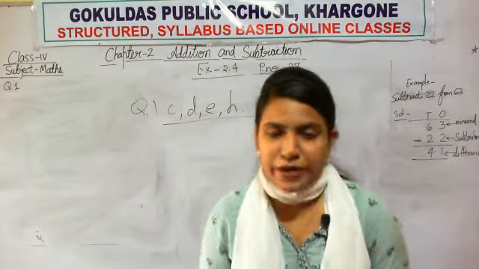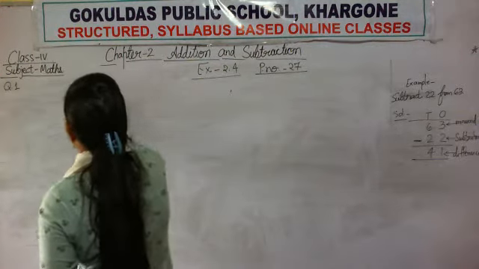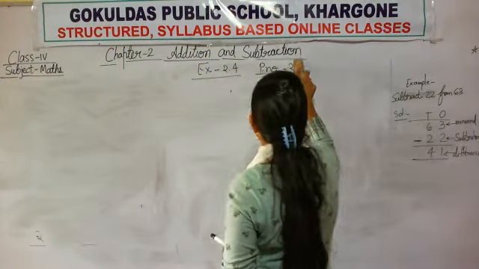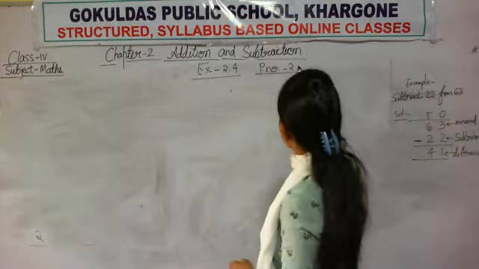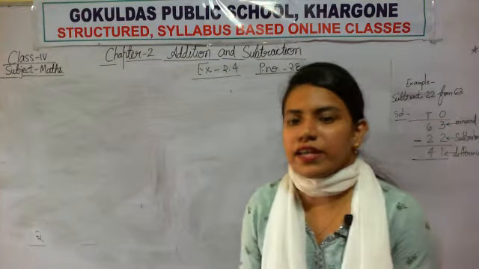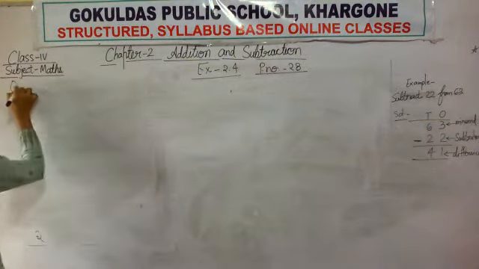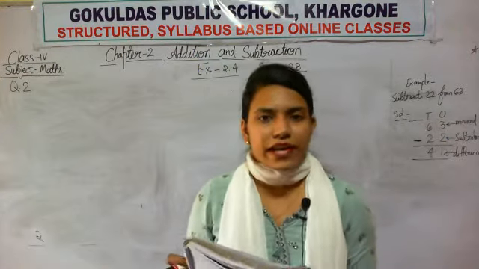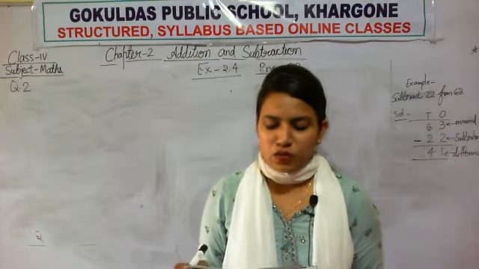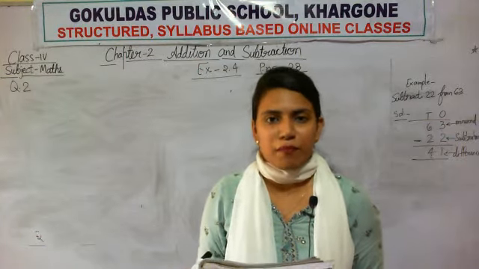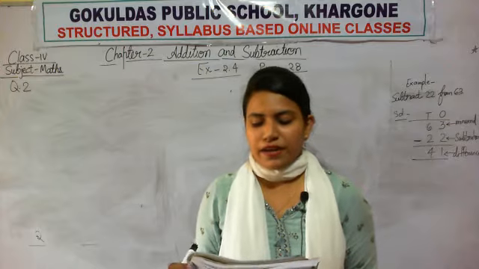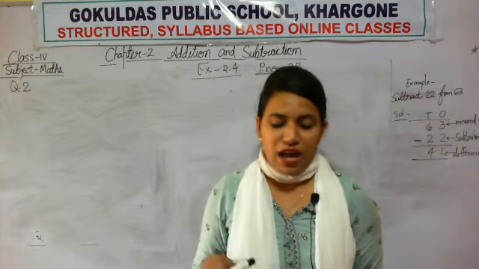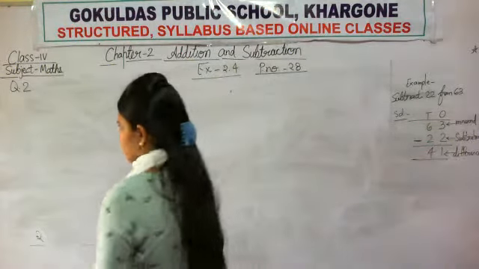Now come to the word problem, which is on page number 28. Open page number 28, question number 2. Read with me. There are 52,178 apartments in a township. 21,256 apartments are already occupied. How many apartments are left?